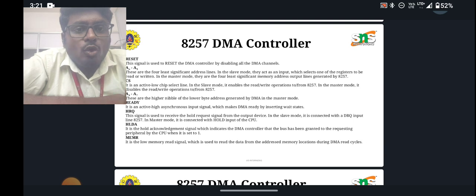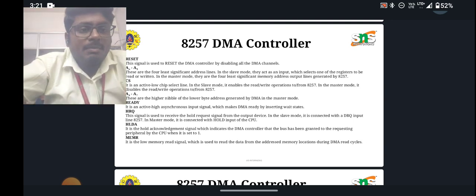MEMR. It is the active low memory read signal which is used to read the data from the addressed memory location during the DMA read cycles.